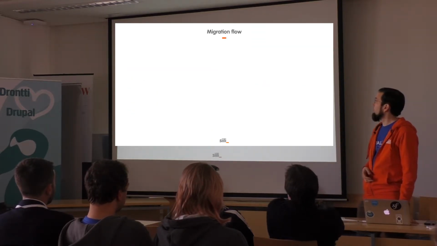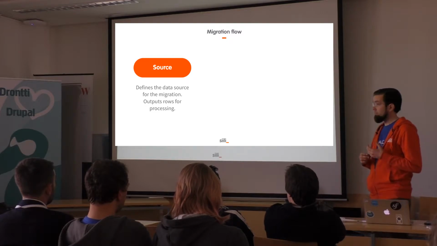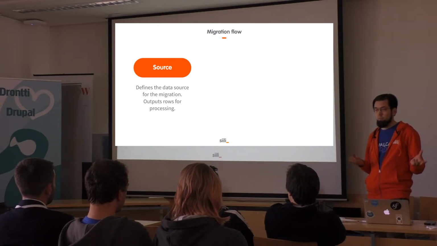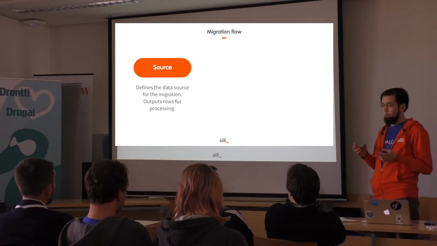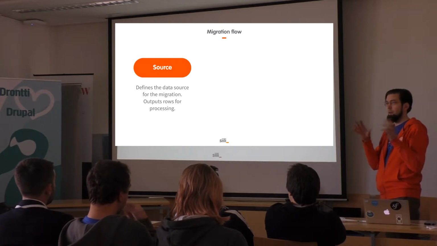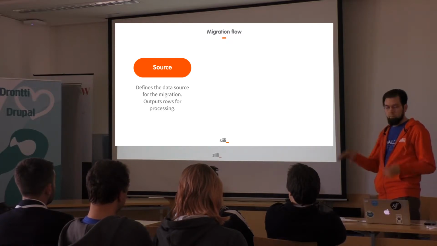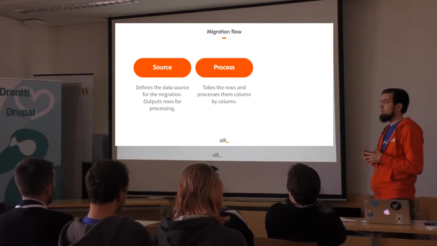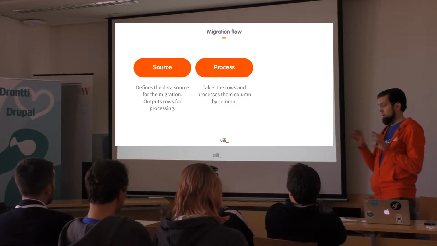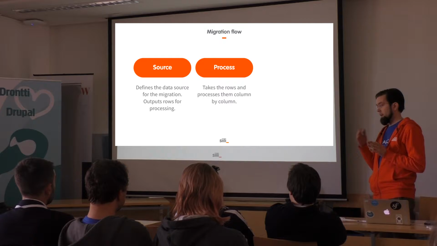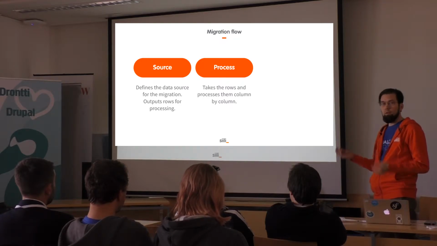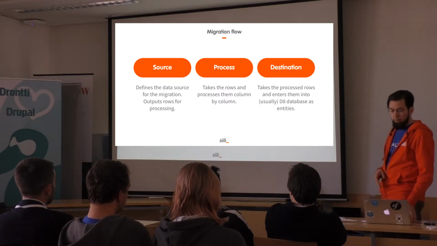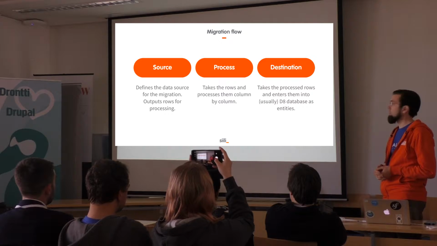So the migration flow. First, you have the source, which is, let's say, a Drupal 7 database. You have a source plugin that takes the data from the source and pulls it in as rows. Then you have processing, where you take the rows and process each of the columns or fields on the row in some way so that it will fit into the destination. And then you just push the data into the destination.